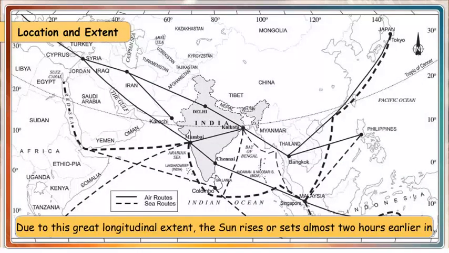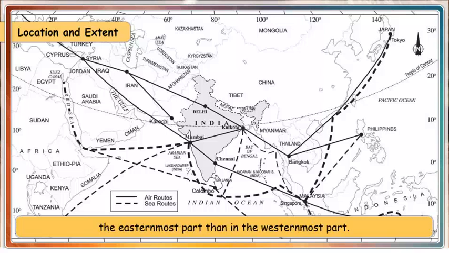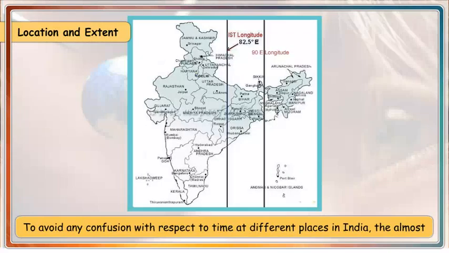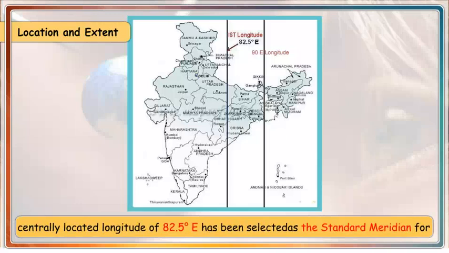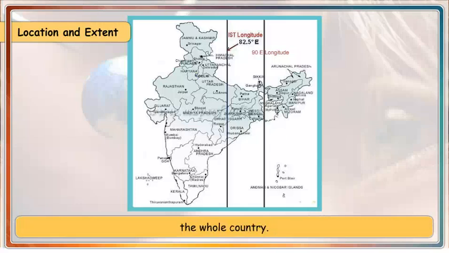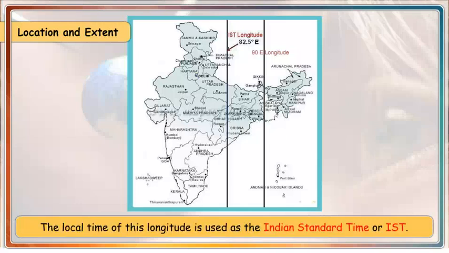Due to this great longitudinal extent, the sun rises or sets almost 2 hours earlier in the easternmost part than in the westernmost part. To avoid any confusion with respect to time at different places in India, the almost centrally located longitude of 82.5° east has been selected as the standard meridian for the whole country. The local time of this longitude is used as the Indian Standard Time or IST.